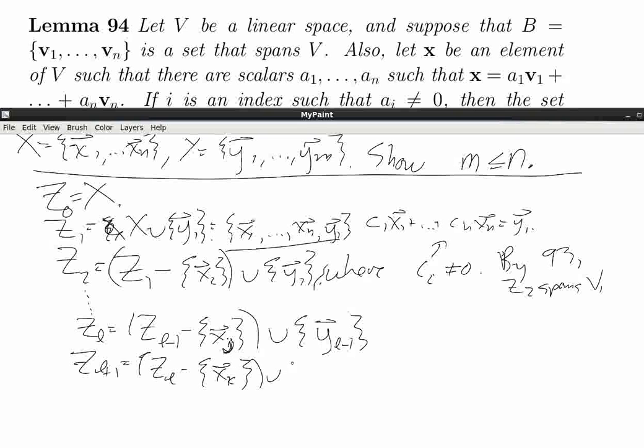I'm going to explain this all in just a second. I'm going to explain how I get this one from the previous one. In other words, once you have Z1, you can get Z2. Once you have Z2, you can get Z3, etc. Because here I have some mixes of x's and some mixes of y's. Because what I'm doing is I'm taking out an x and I'm replacing it with a y. Take out an x, replace it with a y.